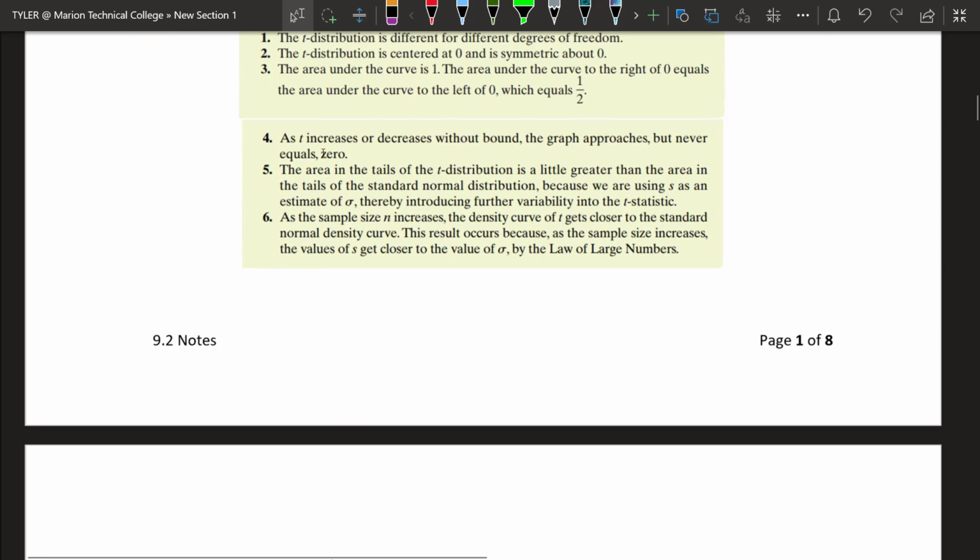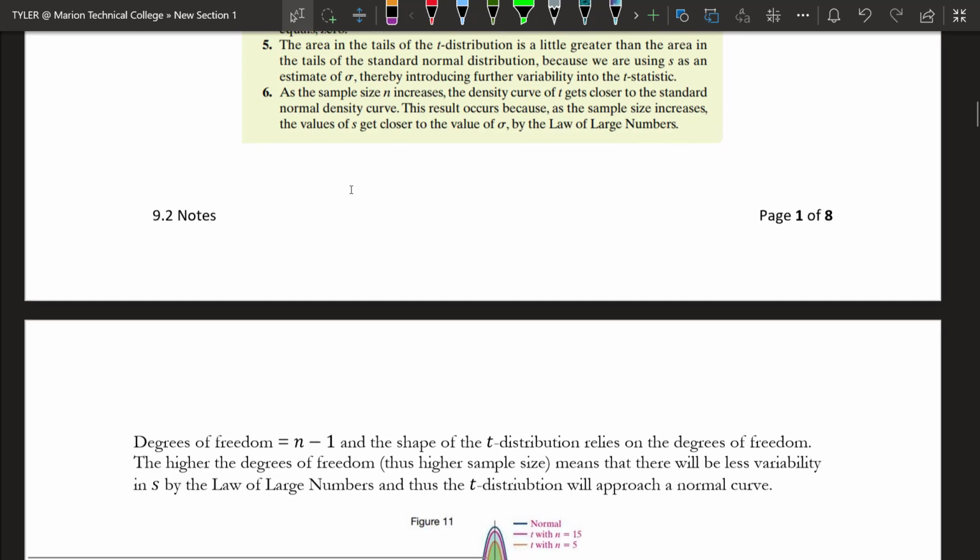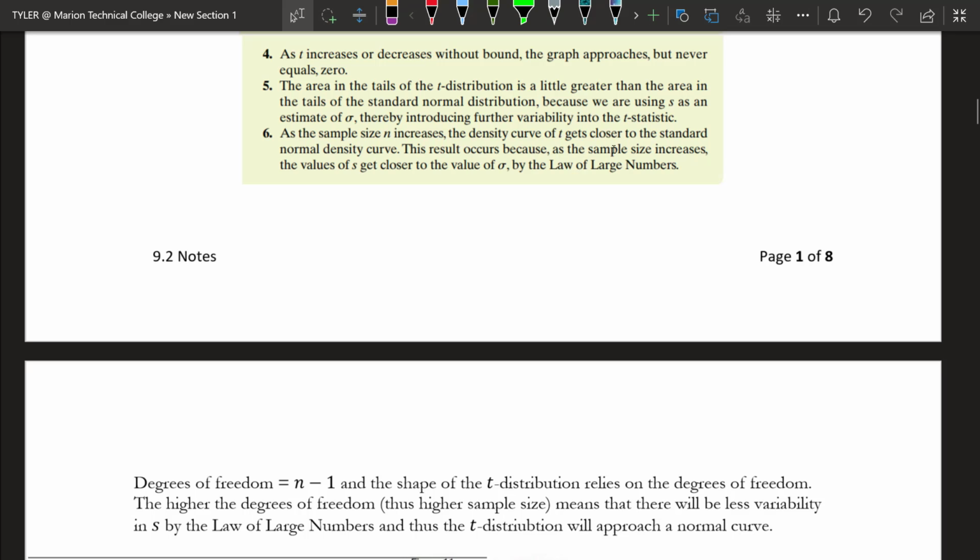Right? And as t increases or decreases without bound, the graph approaches but never equals 0. And then the area in the tails of the t distribution is a little greater than the area in the tails of the standard normal distribution because we are using s as an estimate of sigma, thereby introducing further variability into the t statistic. Right? And as the sample size n increases, the density curve of t gets closer to the standard normal density curve. This result occurs because as the sample size increases, s gets closer to the value of sigma by the law of large numbers.